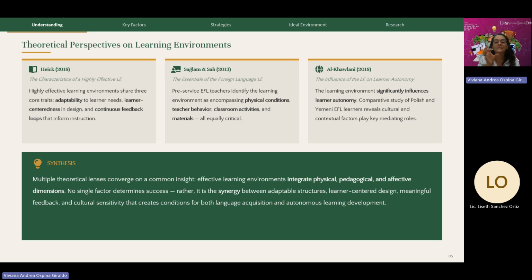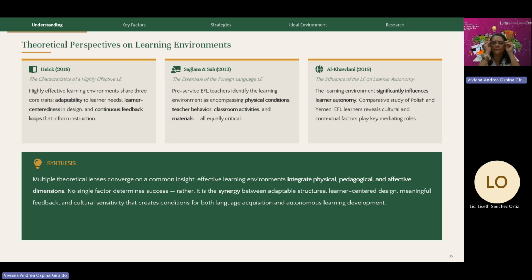The common insight is that effective learning environments integrate physical, pedagogical, and affective dimensions. Okay, so we need to have in this learning environment all these three conditions: physical, pedagogical, and affective dimensions. No single factor can determine if it's going to be successful or not, but the synergy of all of them will help the learning process.